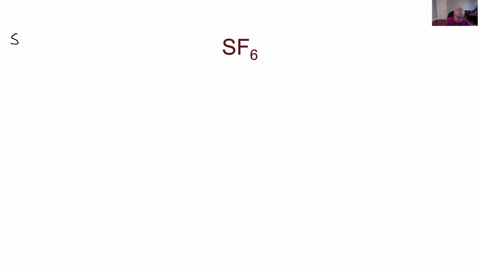Sulfur is underneath oxygen. So I have 1 sulfur atom in here, and it's got 6 valence electrons, so that gives me 6. Fluorines, I have 6 fluorine atoms. Each one has 7 valence electrons because it ends in 2s2, 2p5. That gives me another 42 electrons. So I have 48 electrons altogether. That's kind of a lot, okay?